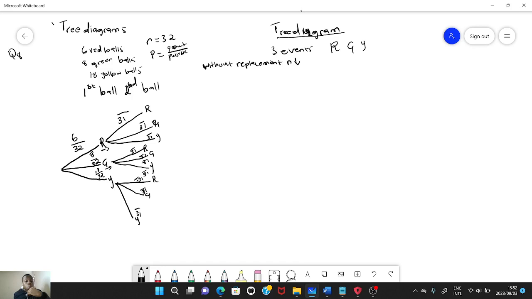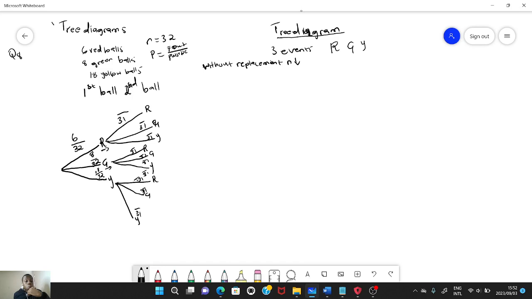My first branch here, I have my R, right? I will start here at my R to this R. Now my outcome will be choosing a red ball first, which is here, and the second ball will still remain to be red.